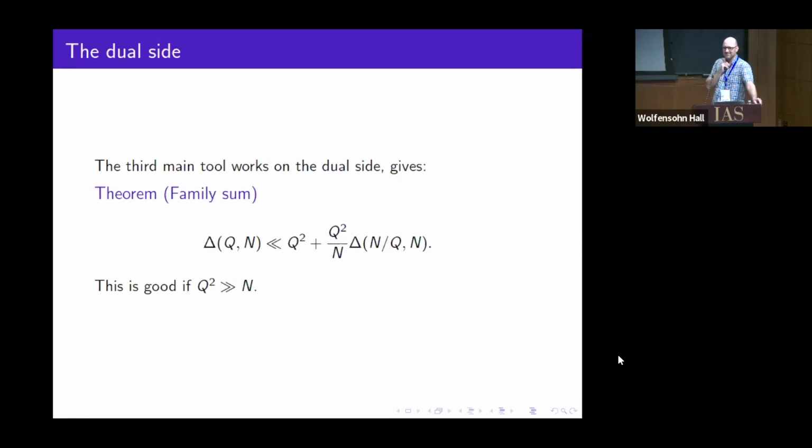Question. Forgive me if you mentioned this already. The n to the epsilon and q to the epsilon factor that you have in your upper bound, is that necessary? Does that have to be there? The way that I've proved it, it is necessary. You could speculate about trying to get rid of those.